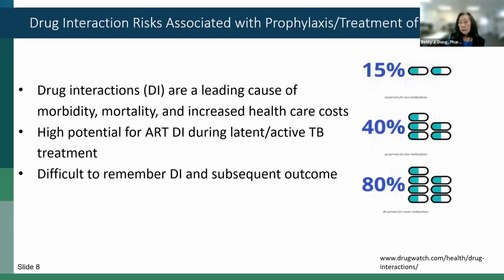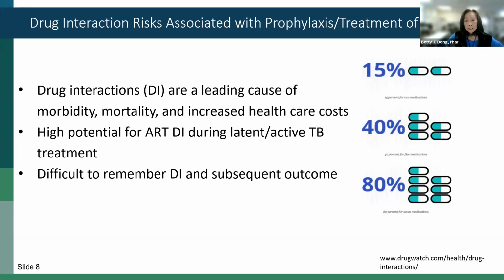So drug-drug interactions are a leading cause of morbidity and mortality and increased healthcare costs. The potential for drug interactions during latent and active TB treatment is extremely high. From the Drug Watch system, you can see that the risk of drug interaction increases with the number of medications. There is a 40% risk when 5 or more medications are combined, and that goes up to 80% with 7 or more medications. So definitely when you treat latent or active TB infection with antiretrovirals, the potential for drug interactions is very, very high.